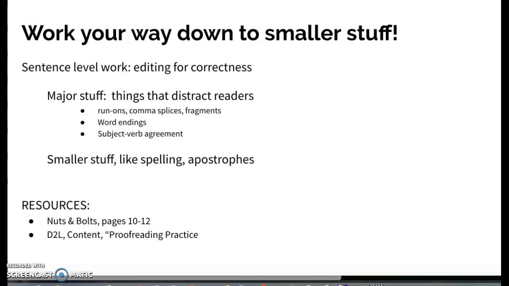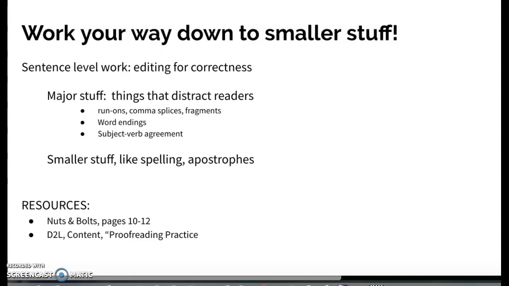All the little errors. So the major stuff, things that distract readers the most: run-ons, comma splices, fragments, missing word endings, subject-verb agreement errors, those kinds of things. Start with those kinds of errors first, particularly if you know that you tend to make those kinds of errors. Proofread really carefully for those. One of the things that I recommend is to read your paper in backwards order, one sentence at a time from the end to the beginning.